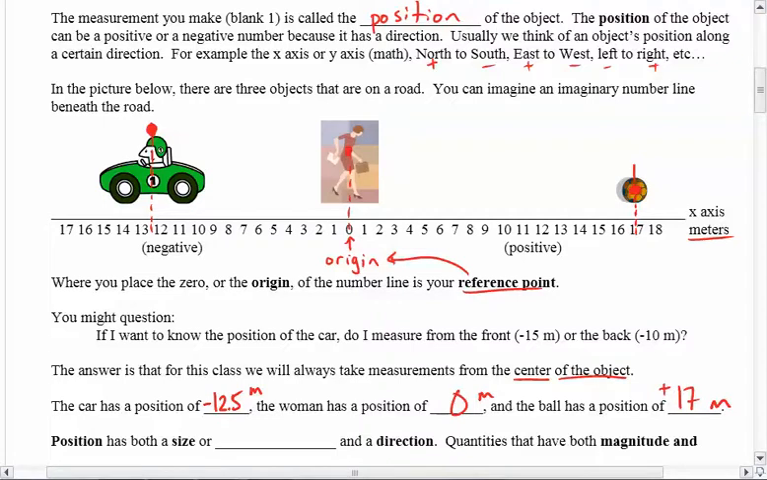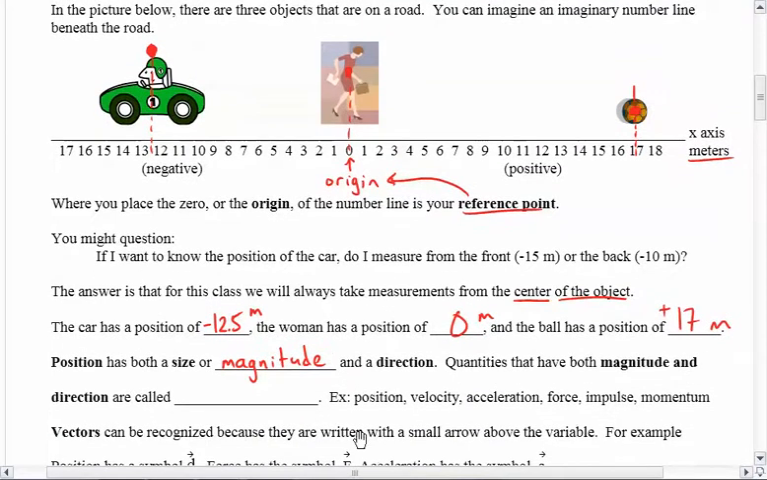Now position has two measurements. Position measures both the size and the direction. Okay, and another word for size, especially in physics, is magnitude. Now, if an object or a quantity has both magnitude and direction, it is called a vector.